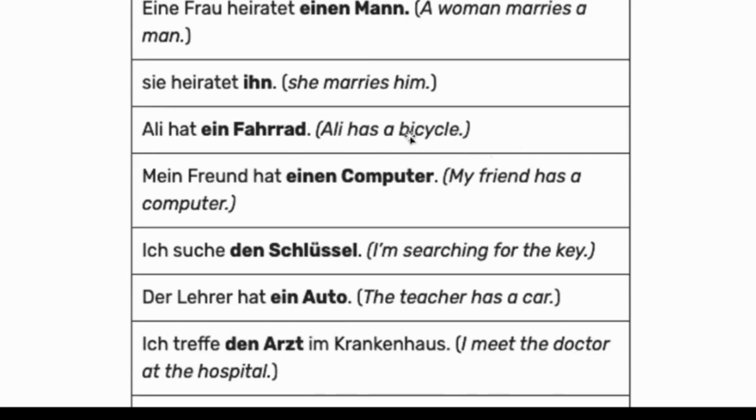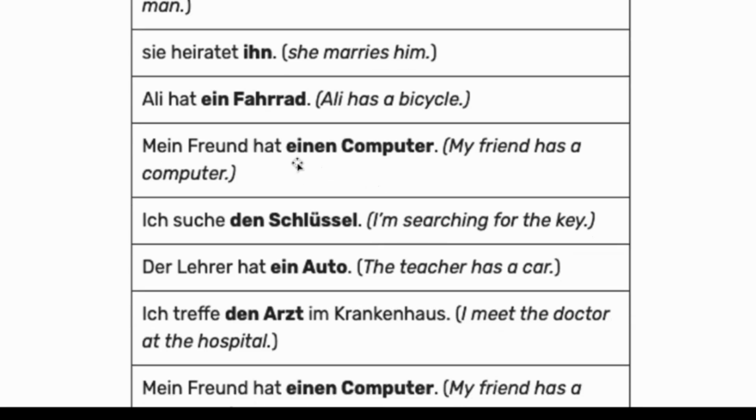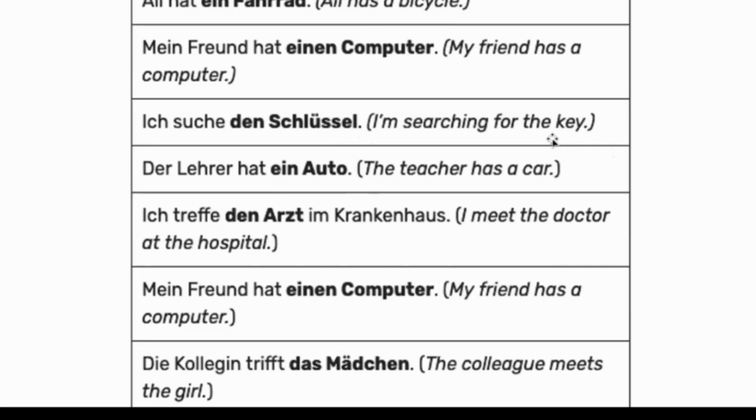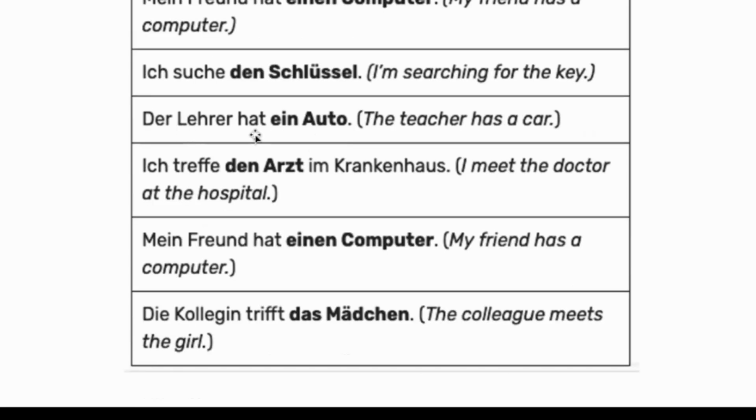Ali hat ein Fahrrad. Ali has a bicycle. That is basically das Fahrrad, that's why we don't need to change the article here. That becomes ein. This is a neuter noun. For a neuter noun, we have the same article like we have in the nominative case, ein. Mein Freund hat einen Computer. My friend has a computer. So here, that is der Computer basically. This is a masculine noun, that's why we change into einen. Ich suche den Schlüssel. I'm searching for the key. So that becomes from der to den. This is basically a masculine noun, that's why we write here den.